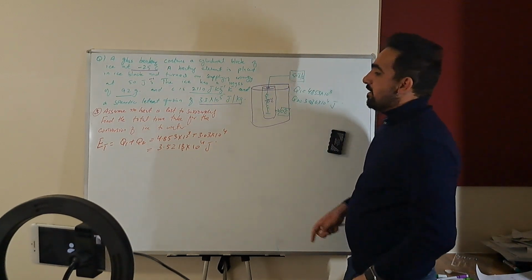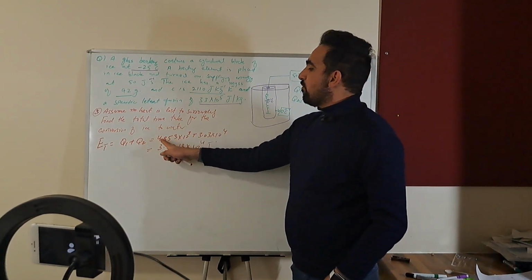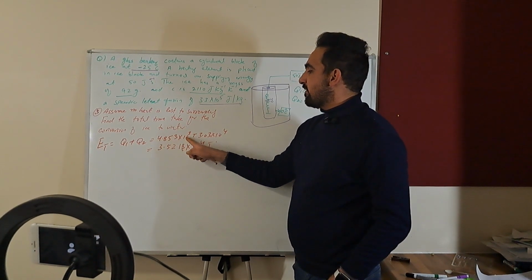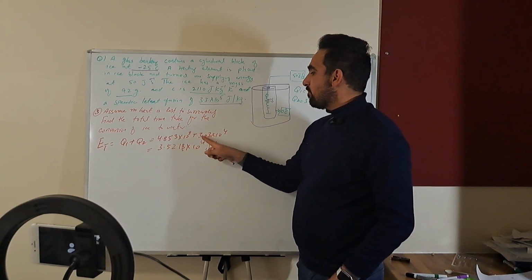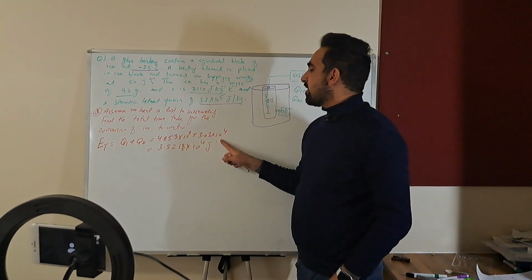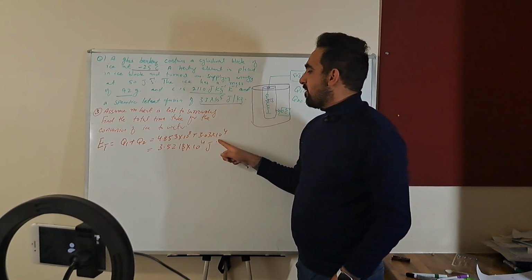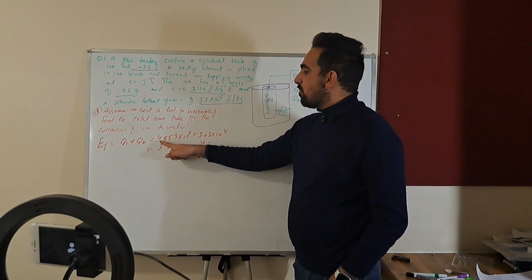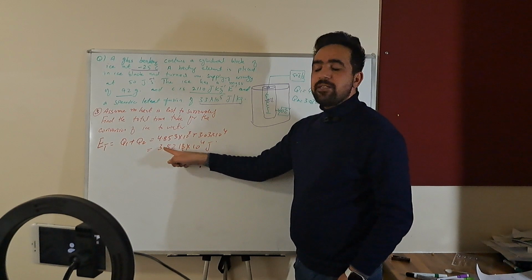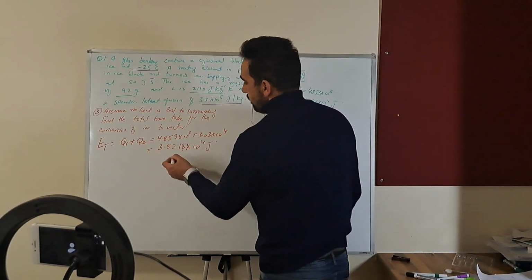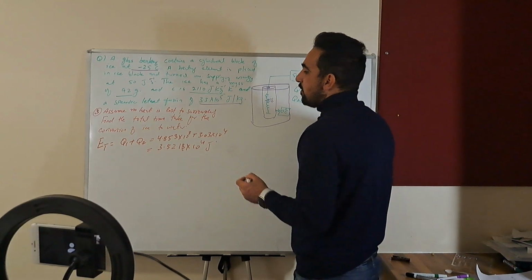Okay, so if you move 0.1 digit here, it will be 0.4853 times 10 to the power 4 plus 3.03 times 10 to the power 4. You can take 10 to the power 4 common, and then 3.03 plus 0.48, this will be 3.52. Okay, so this gives us this amount of total energy.